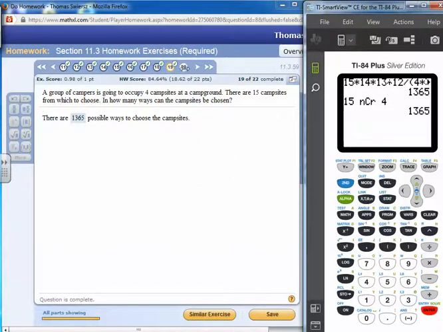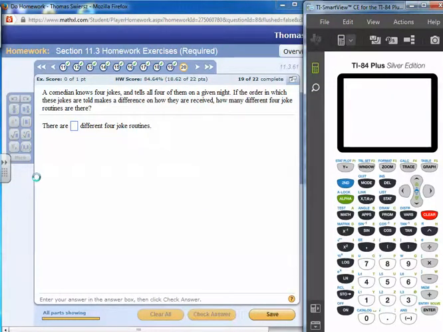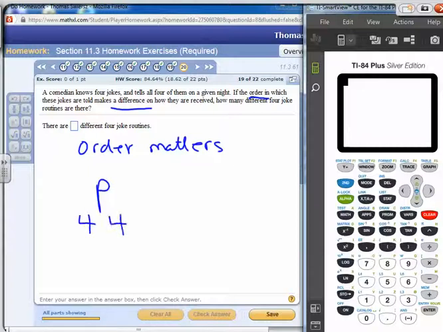All right, very good. Let's look at number 20. A comedian knows 4 jokes on a given night. If the order in which these jokes are told makes a difference in how they are received, how many different 4 joke routines are there? So again, he's got 4, and we're using all 4, and the order in which they're told makes a difference. So order matters. When order matters, it's a permutation, and he's got 4 jokes and he's telling all 4, so it's 4P4.